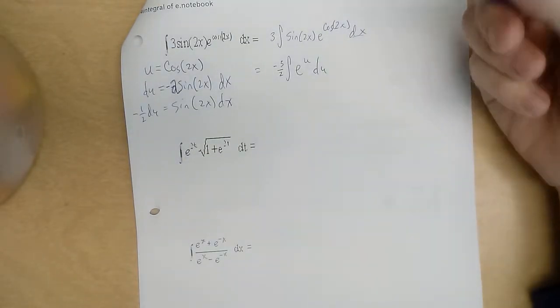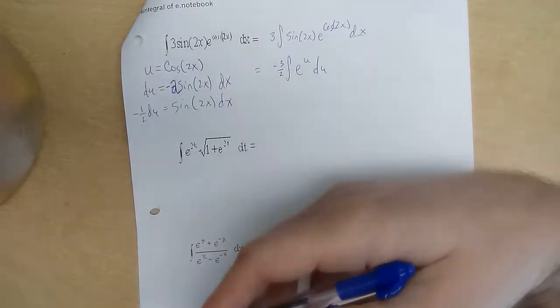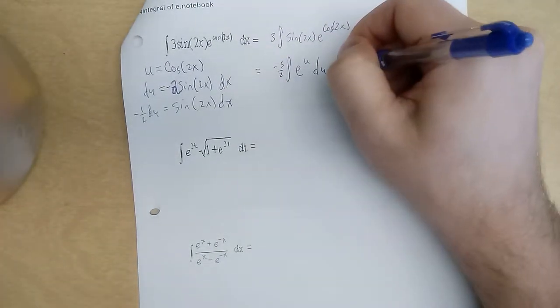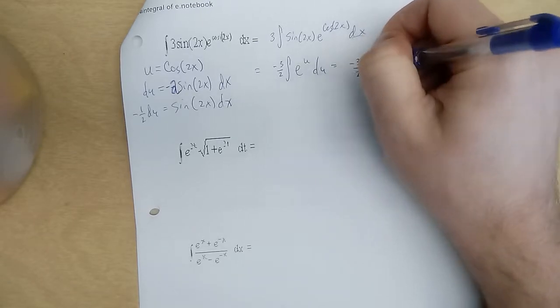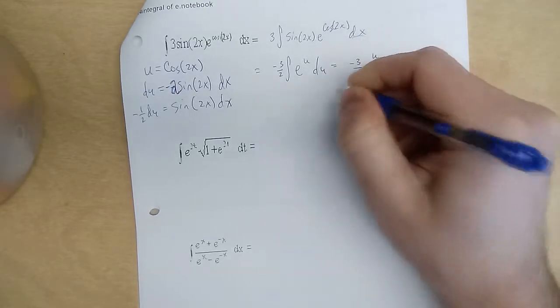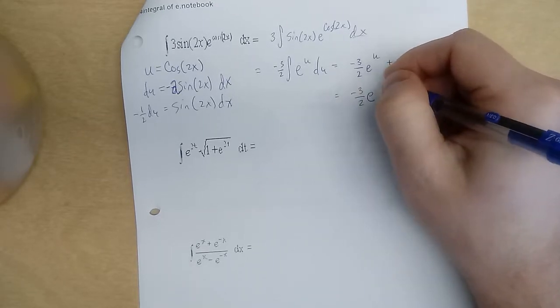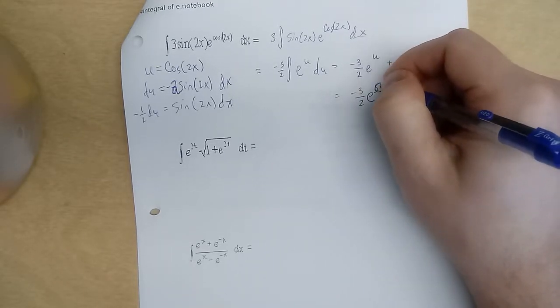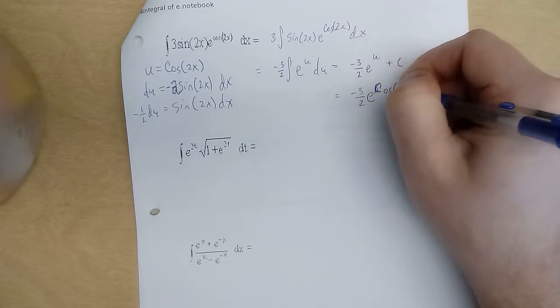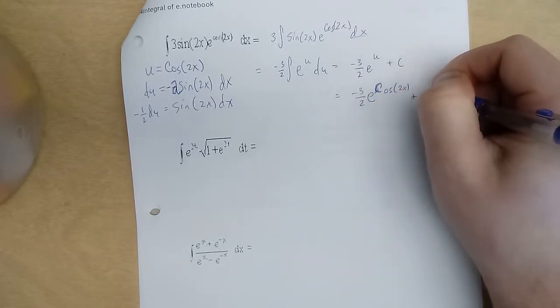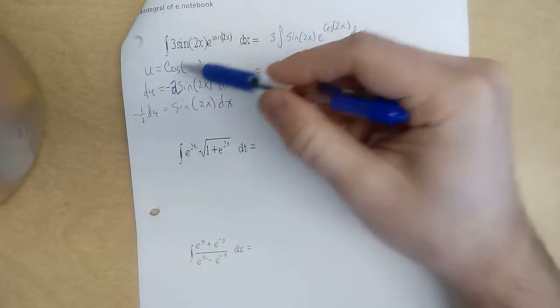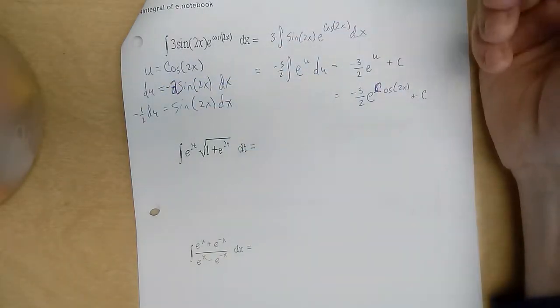And so just like the problems on the previous page, all of this just turns into -3/2 e to the u plus c when we take its integral. So that's -3/2 e to the cosine of 2x plus c. So just be wary to actually put u where it belongs.